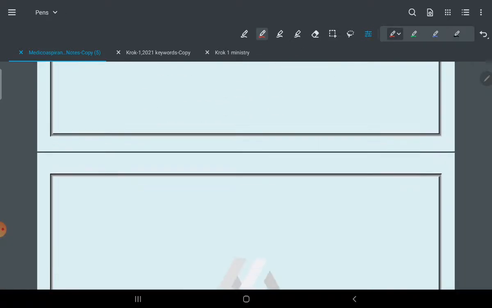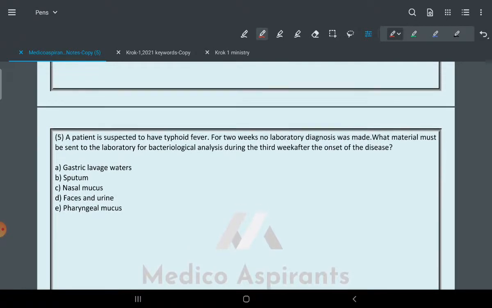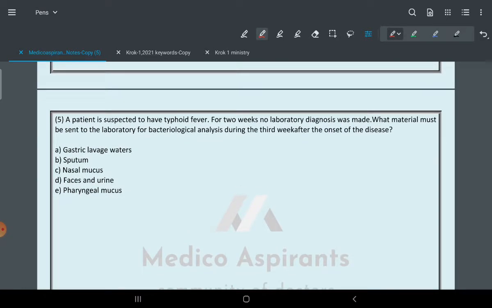Now moving toward the next question. The next question says that a patient is suspected to have typhoid fever, and for 2 weeks no laboratory diagnosis was made. Let me read, and then I will tell you the way to solve. The question says that a patient is suspected to have typhoid fever. For 2 weeks no laboratory diagnosis was made, and what material must be sent to the laboratory for bacteriological analysis during the 3rd week after the onset of disease.